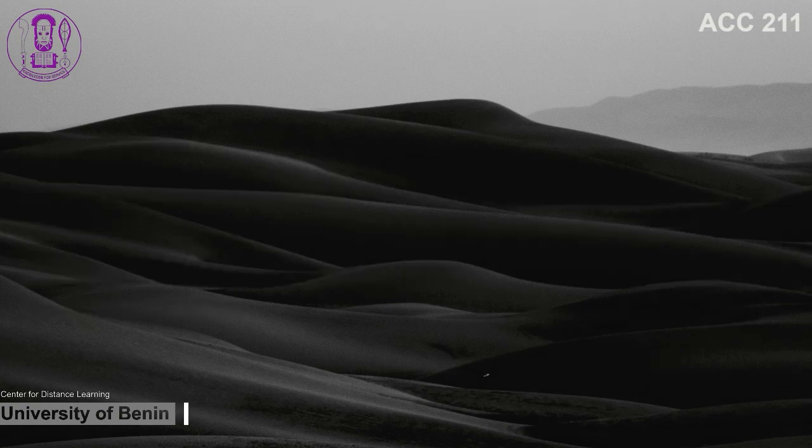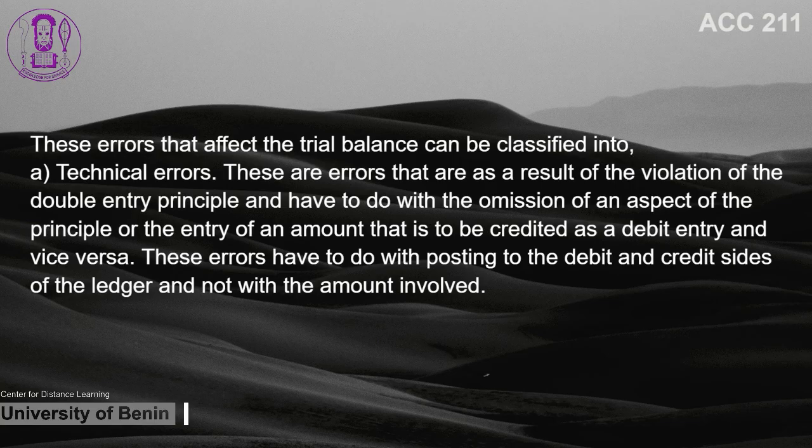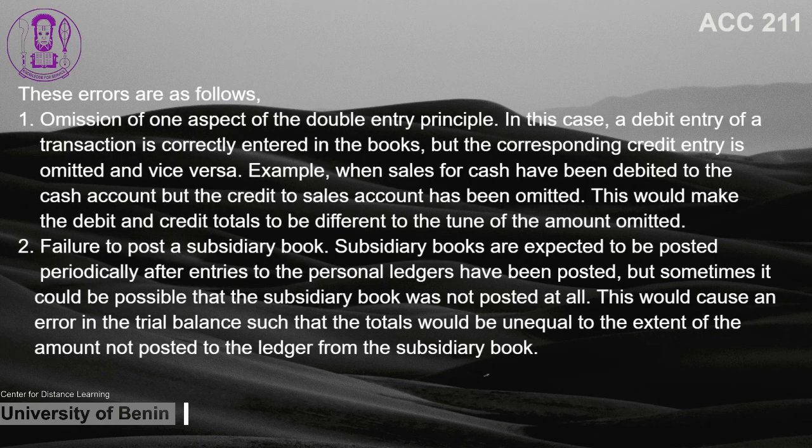These errors that affect the trial balance can be classified into A. Technical errors. These are errors that are a result of the violation of the double entry principle and have to do with the omission of an aspect of the principle or the entry of an amount that is to be credited as a debit entry and vice versa. These errors have to do with posting to the debit and credit sides of the ledger and not with the amount involved. These errors are as follows.